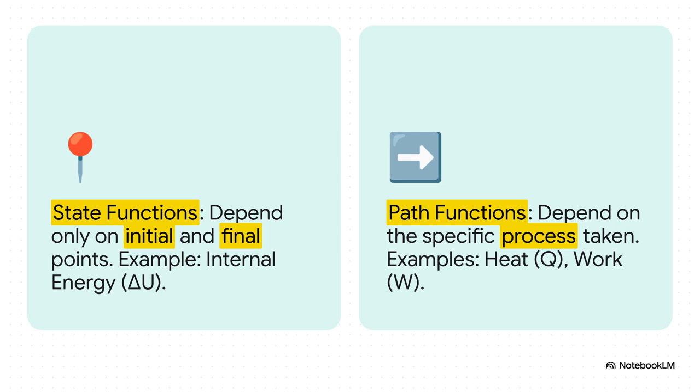Let me give you an analogy. Imagine you're hiking a mountain. Your change in altitude only cares about 2 things, where you started and where you ended up. The trail you took doesn't matter. That's a state function. But the number of calories you burned? Oh, that absolutely depends on the path. Did you take the easy winding trail or the super steep direct route? That's a path function.